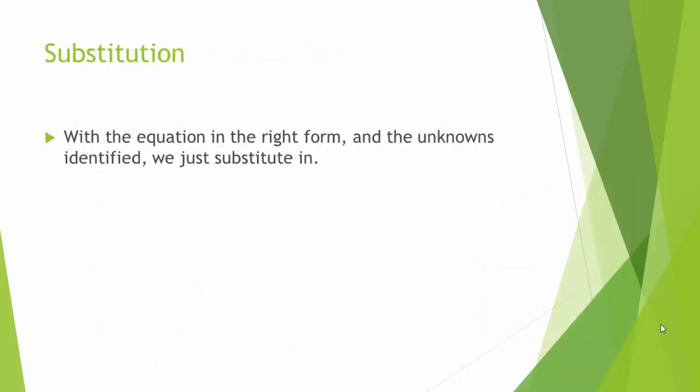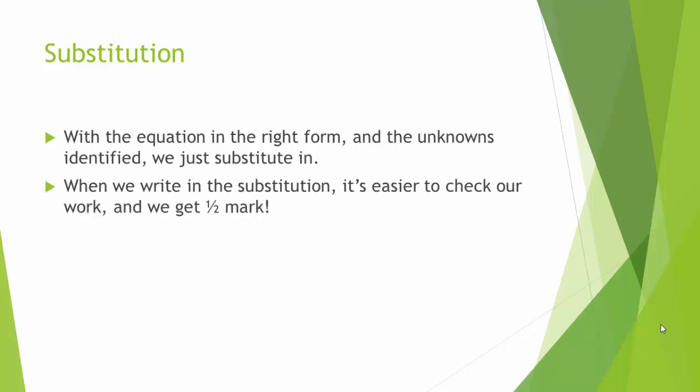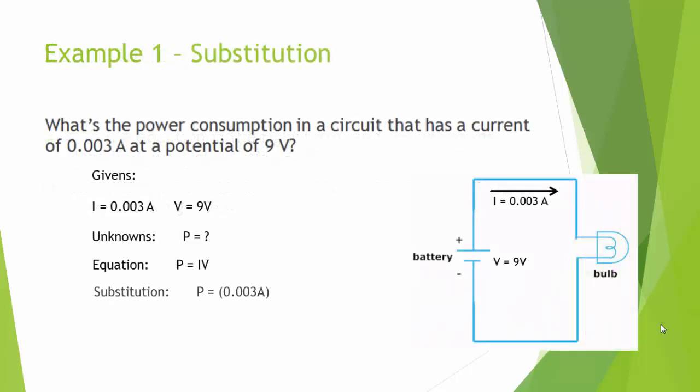So S is for substitution. We simply substitute in from the givens into the equation. And amazingly, we get a half mark for this. If we can successfully substitute in, we get a half mark, even if we're wrong with the calculator after that step. So P equals IV. We know from our givens up above, I equals 0.003 amps, and V is equal to 9 volts. Yay, a half mark.